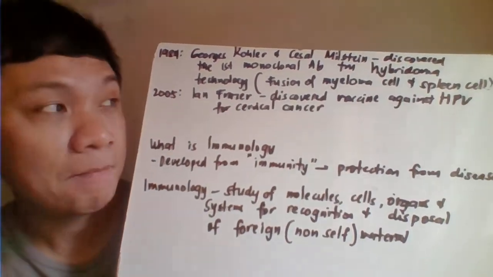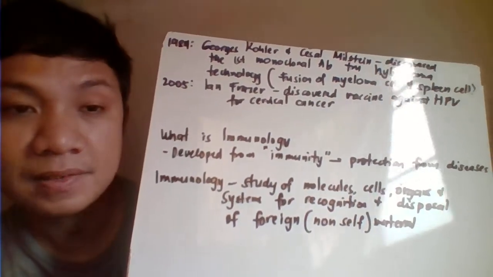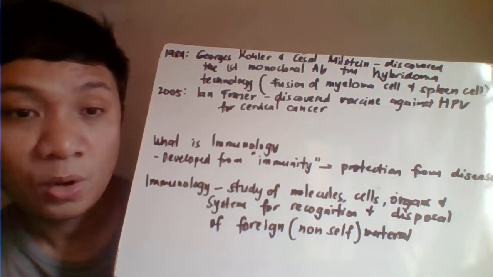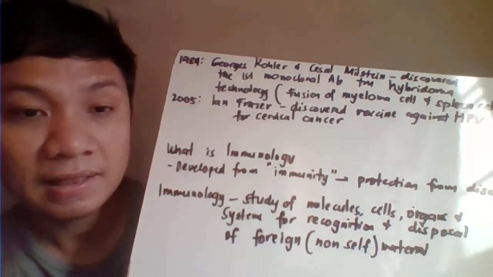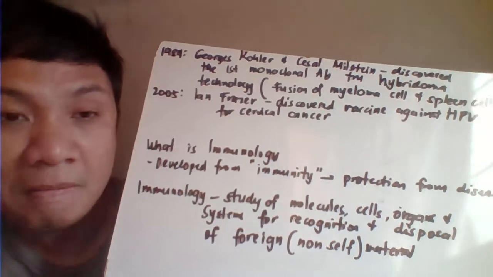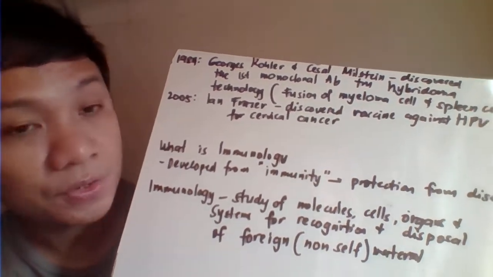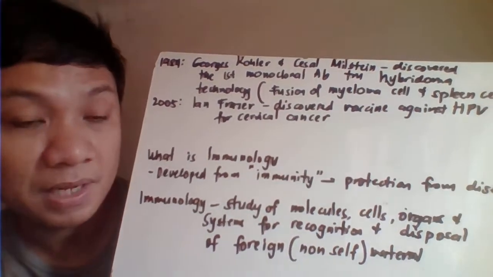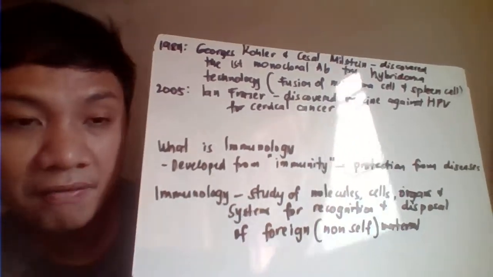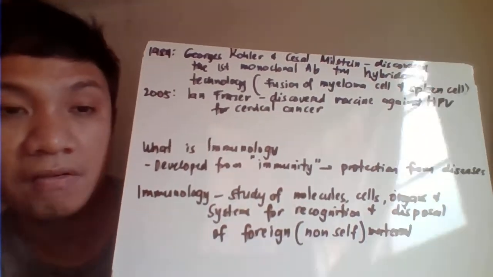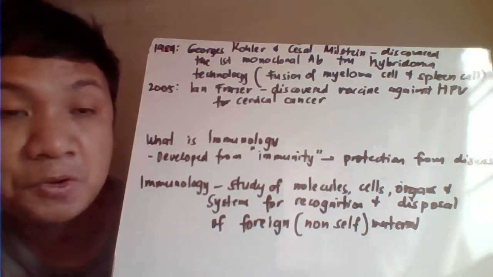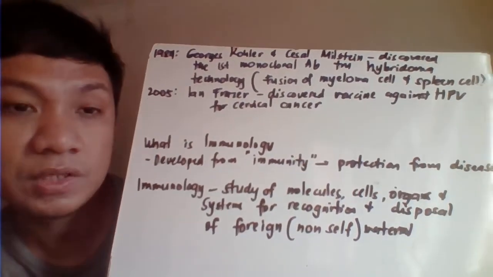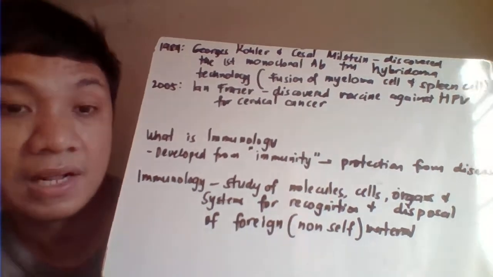And because myeloma cell, ito galing siya kay myeloma cell, so it would have the property where it can produce at a faster rate. So mabilis siya dumami. And therefore, they can also have a greater production or yield of that monoclonal antibody because of that. Then, 2005, you have Ian Fraser here trying to develop the first vaccine against the human papilloma virus, which is the causative agent of cervical cancer.